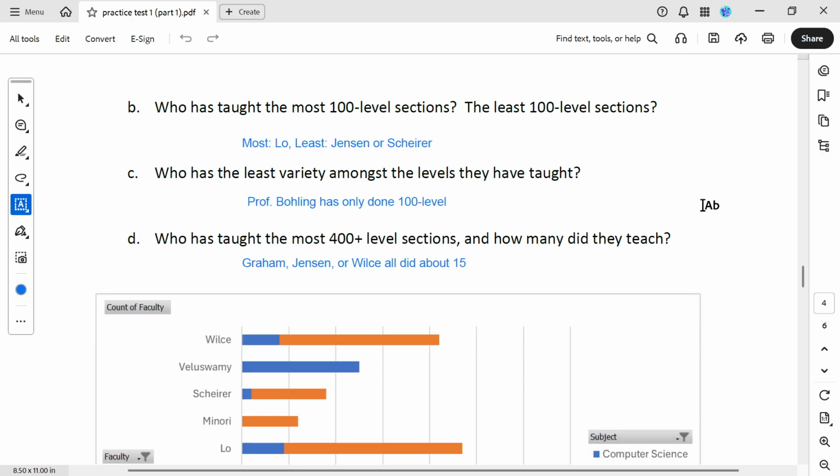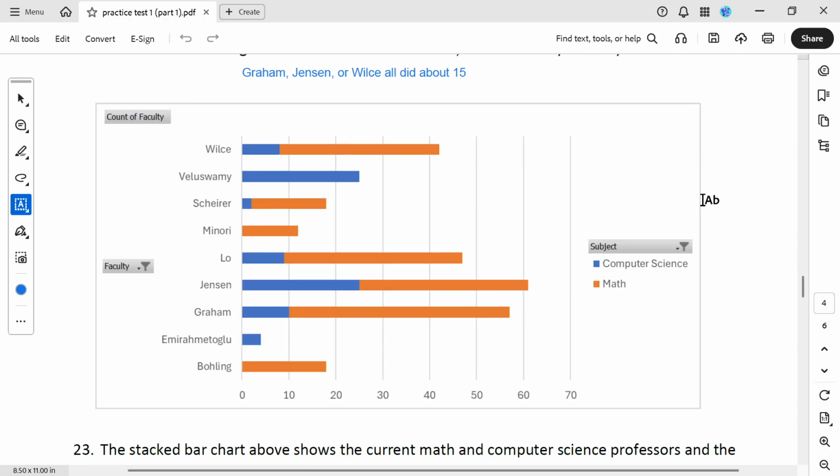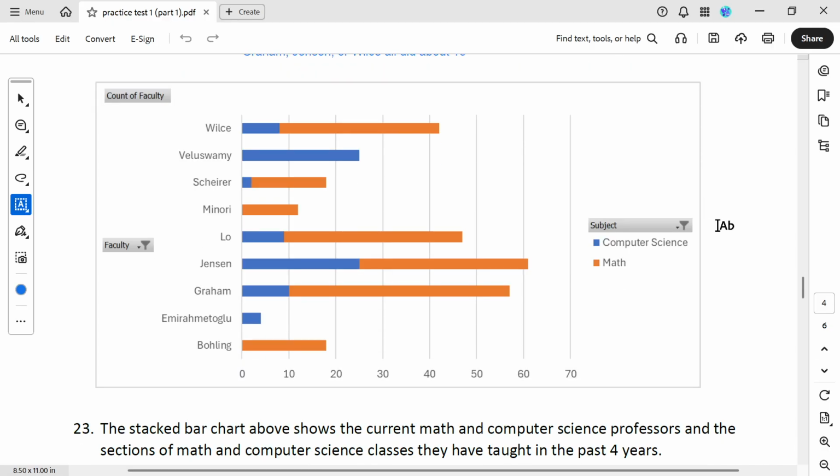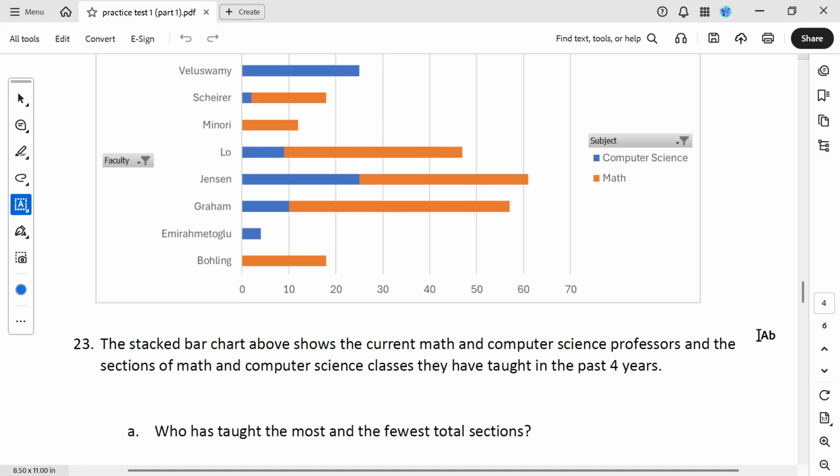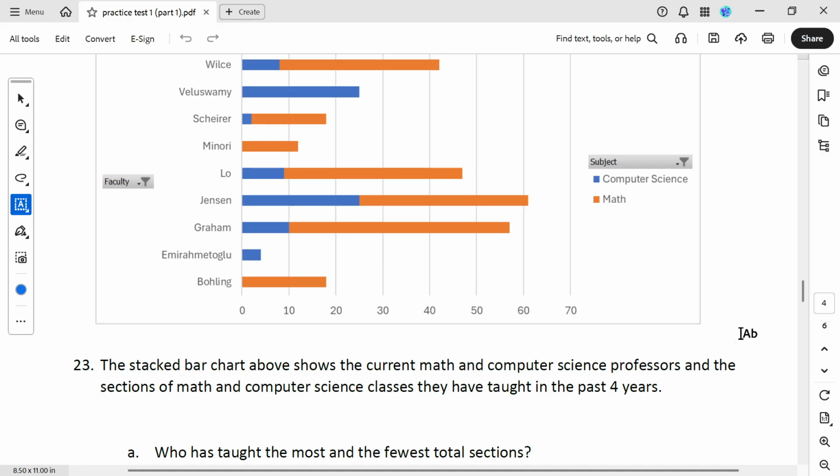Okay. So the next chart here, the stacked bar chart above, shows the current math and computer science professors and the sections of math and computer science classes they have taught in the past 4 years. I should have said sections, sorry, not classes. It's slightly different. But anyway, this is basically the same thing, except now we're including computer science. And we have these colored according to whether they were CS classes or math classes. Who has taught the most and the fewest total sections?